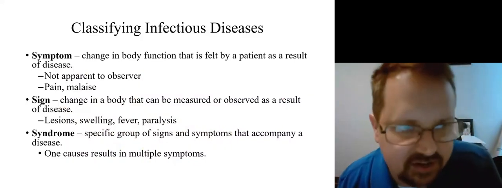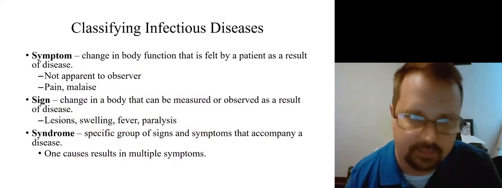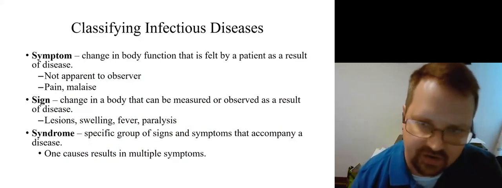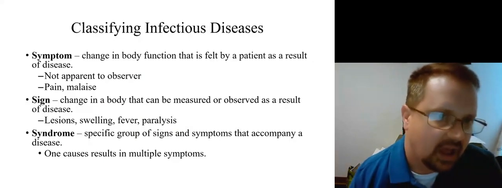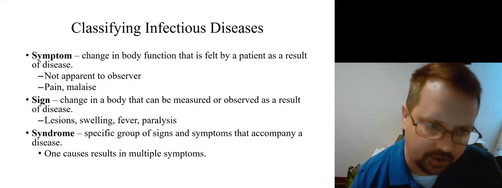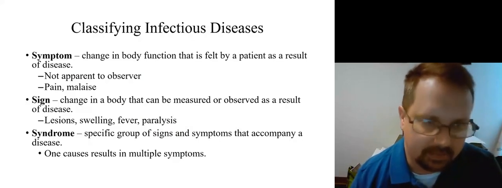Now, when you get infectious diseases, you're going to get signs and symptoms, okay? A symptom is a change in body function because of the disease, which may not necessarily be apparent to an observer, like pain or malaise.